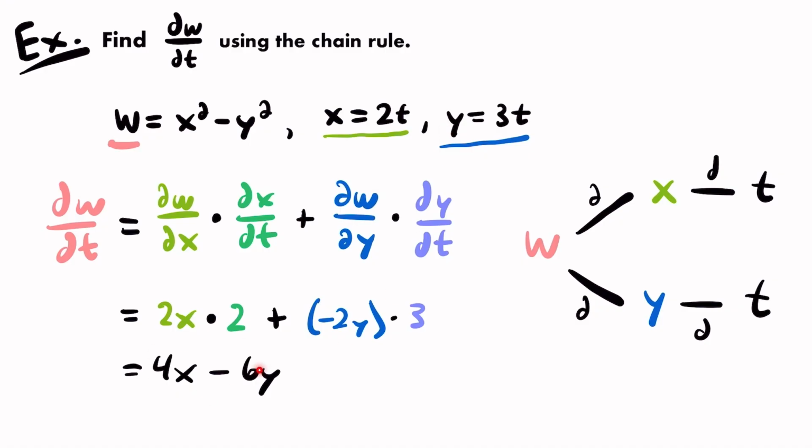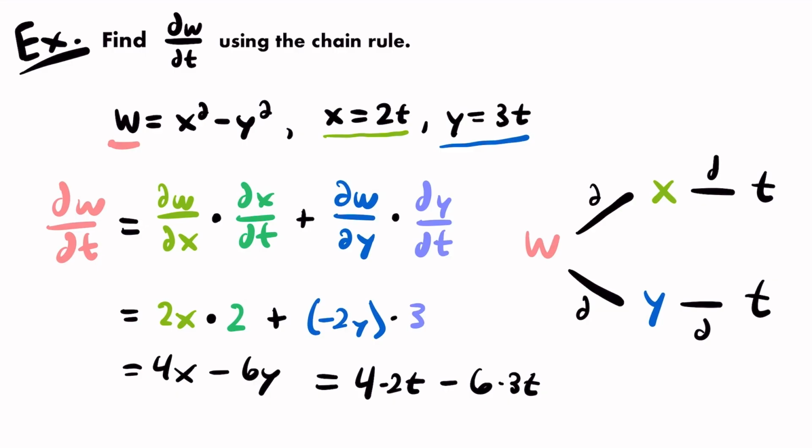Okay, so while this is an okay answer, if the expressions are simple enough, I do recommend that you try to get this answer entirely in terms of t by substituting in what x and y are equal to in terms of t. All right, so in this case, we would have 4 multiplied by x, which is 2t, so 4 times 2t minus 6 times y, where y is 3t. So we have 6 times 3t.